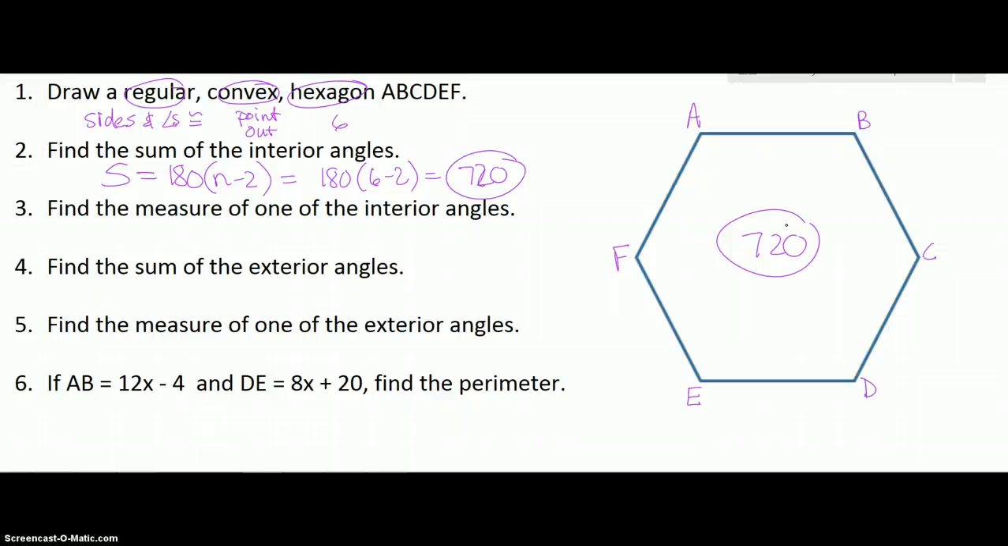Number 3 says find the measure of one of the interior angles. Now, we said that it's regular, so all of these interior angles are exactly the same. So if there is a total of 720, what do we do with that 720 to get the measure of one of them if they are exactly the same? And what did you get? 120 degrees for each of them.